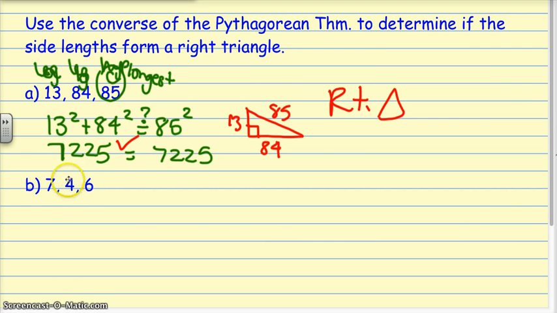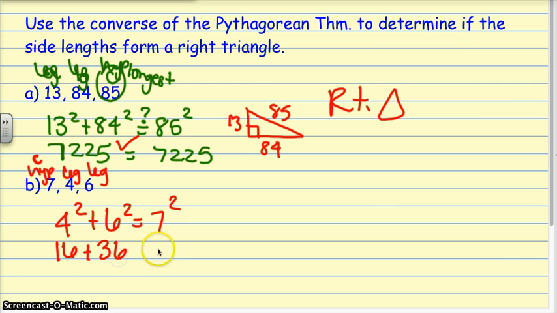Looking at it, the 4 is the shortest, so this is going to be a leg. The 6, next shortest. 7 is the longest, meaning that has to be the hypotenuse or that C value. So I'm going to do 4 squared plus 6 squared equals 7 squared. Well, this is 16 plus 36. Does it indeed equal 49? Grab your calculator. Let me grab mine. Let's see, 16 plus 36 is 52. 52 doesn't equal 49. So do those 3 things actually make a right triangle? Nope.